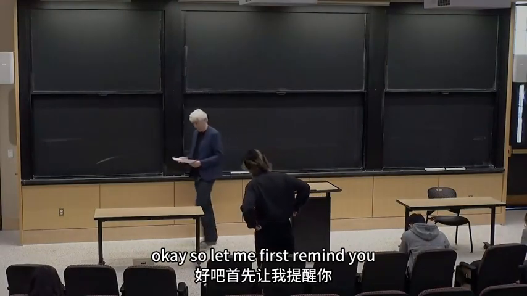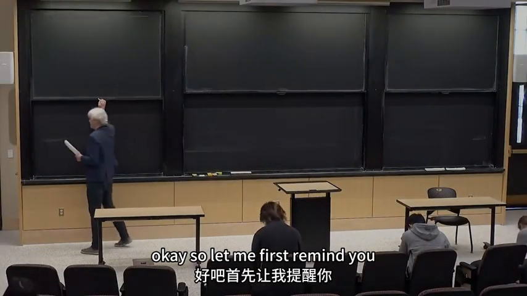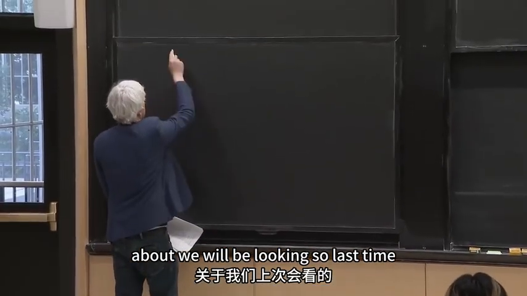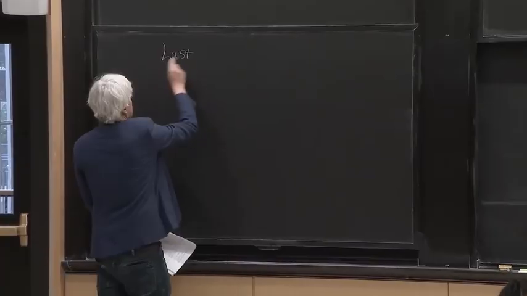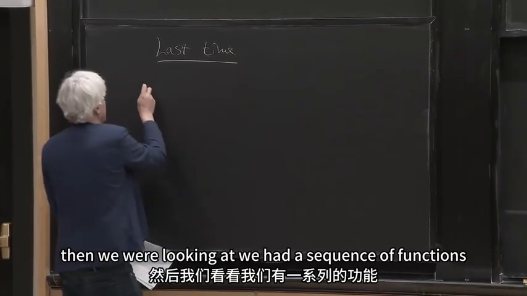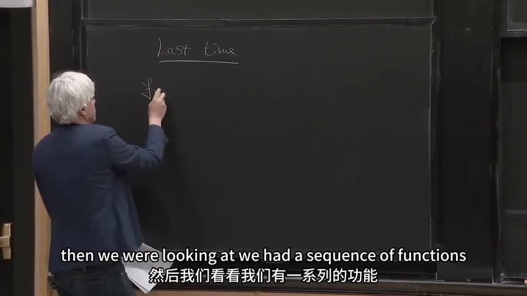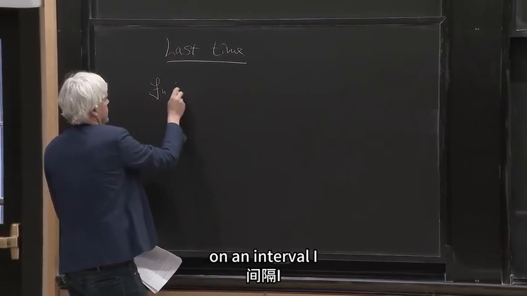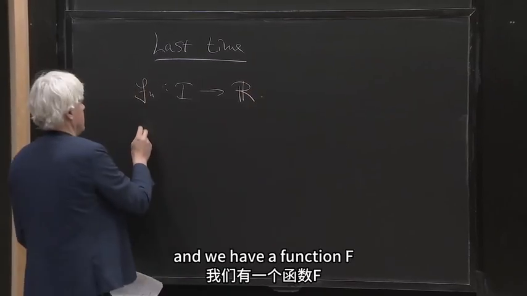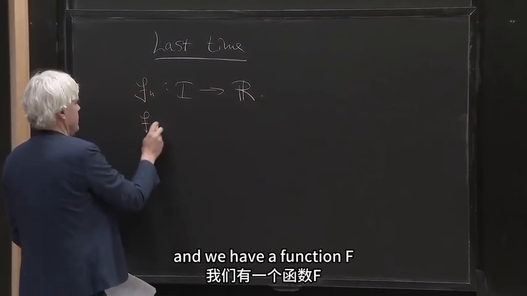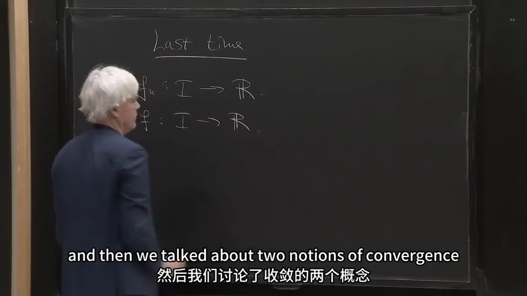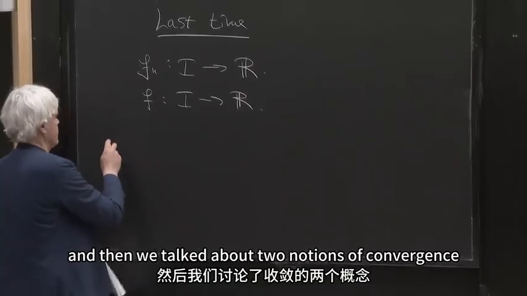Okay, so let me first remind you about what we were looking at last time. We had a sequence of functions on an interval I, and we have a function f on that same interval. And then we talked about two notions of convergence.